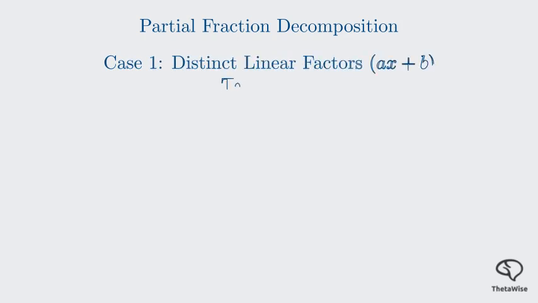The decomposition depends on the factors of the denominator. Let's look at the cases. Case 1. For each distinct linear factor, ax plus b, in the denominator, you get a term A over ax plus b.